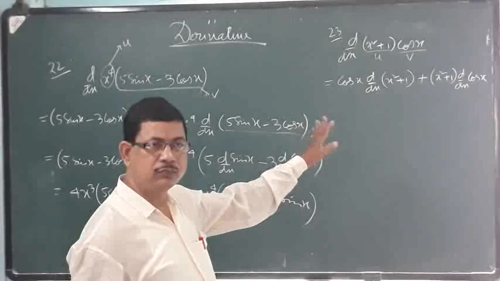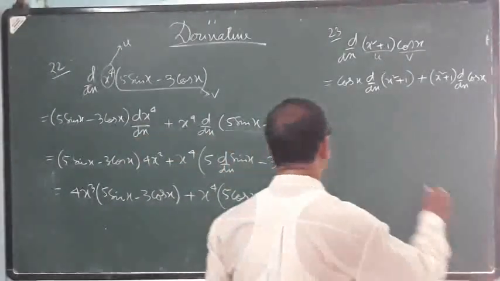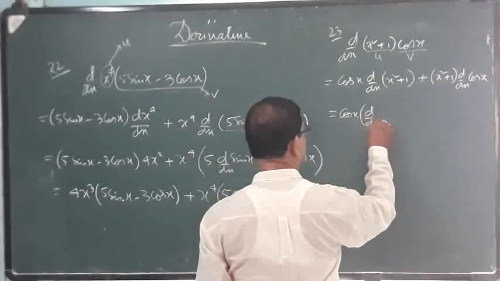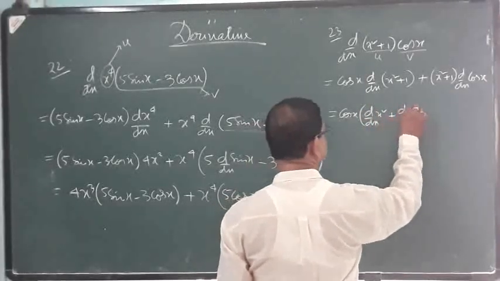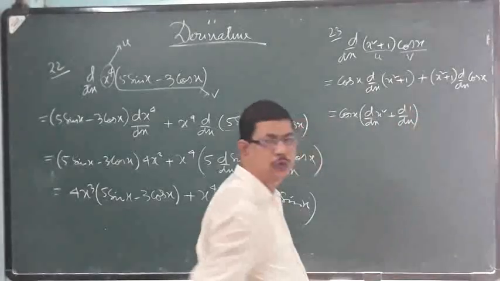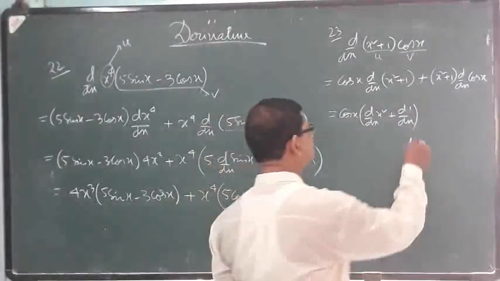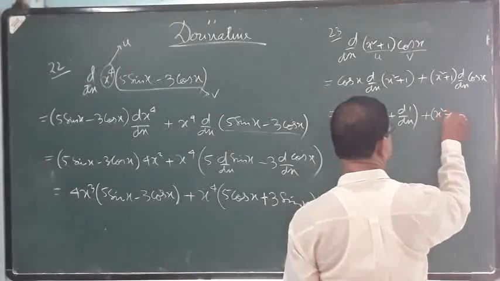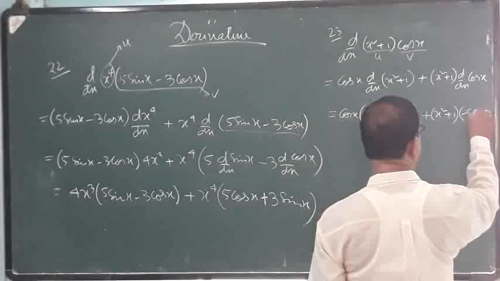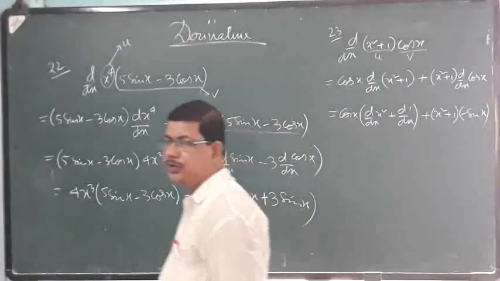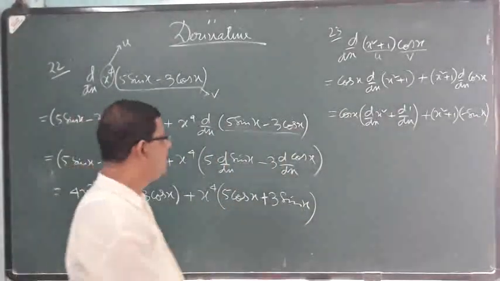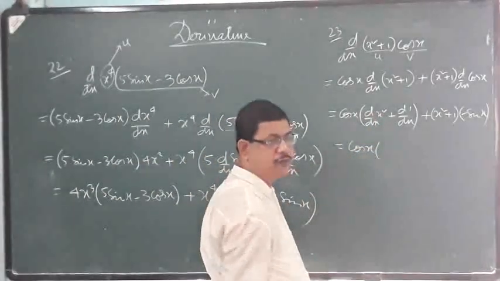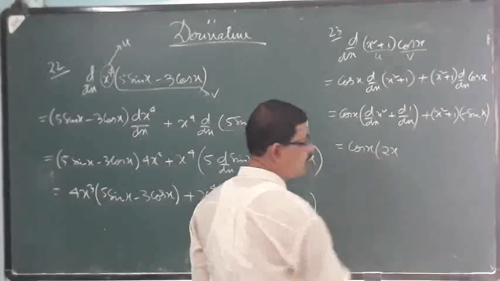Is equal to, before, because now cos x times d/dx of x square. So we can write it like that. Then the differentiation of cos x, as we have already said, is minus sin x. So ultimately we get cos x times the differentiation of x square, which is twice x only.